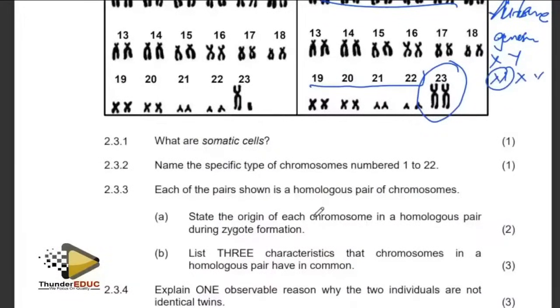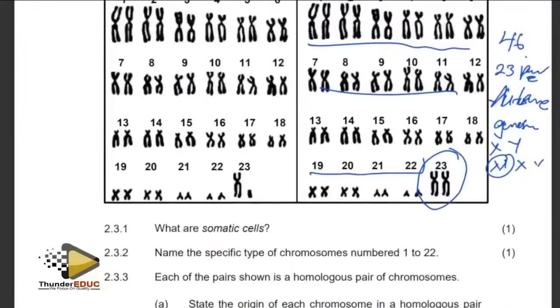So please, you must not miss out any question. Explain one observable reason why these two individuals are not identical twins. Why are these ones not identical twins using this karyotype? These are not identical twins. Why? Because this is a male and this is a female. Obviously, you know that if it is a male, what happens?